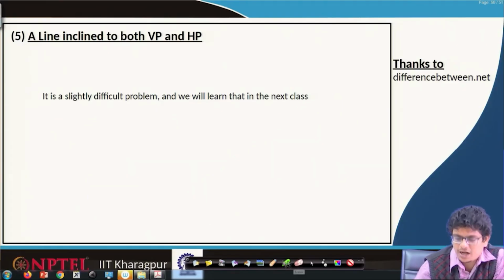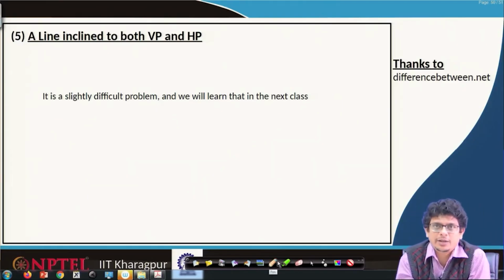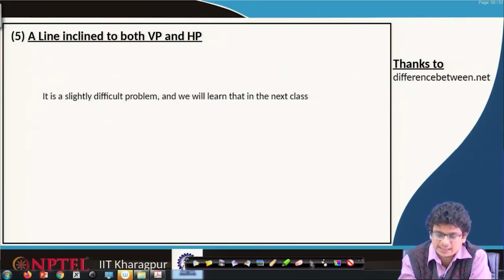More details of these lines and their projections through examples, we will learn in the next class.